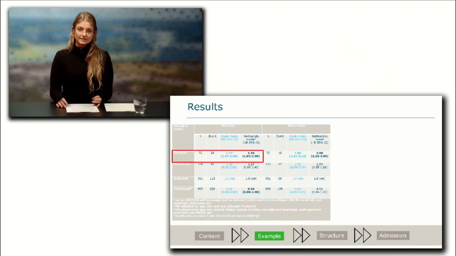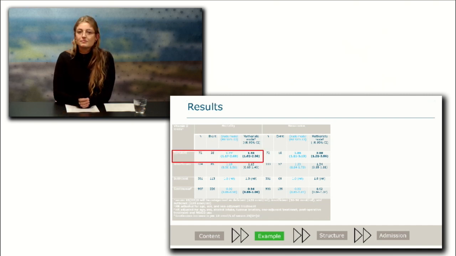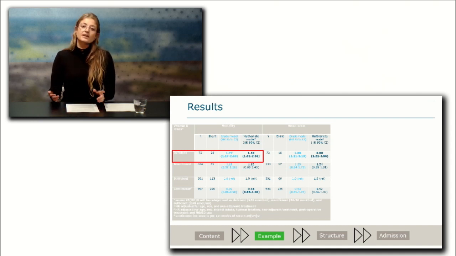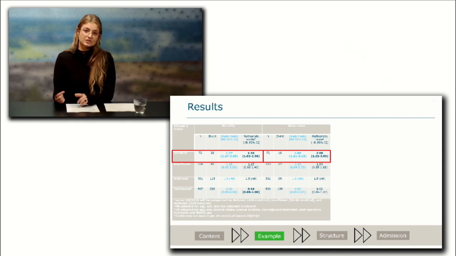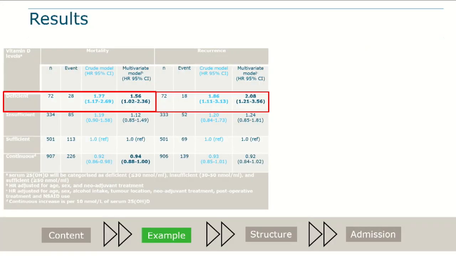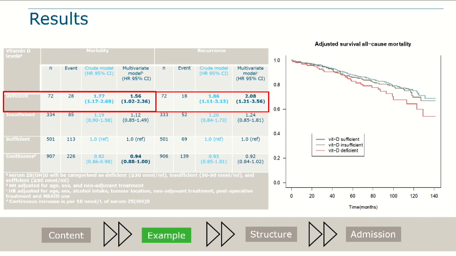So for mortality, this was 1.56, and this means that 56% of the people had a higher risk of dying when being vitamin D deficient compared to being insufficient. And for recurrence, this was 2.08. So this means there was a 108% higher risk of getting recurrence when being vitamin D deficient compared to being insufficient. Then you can also make a plot of it.